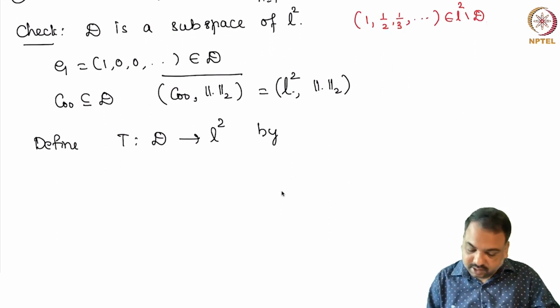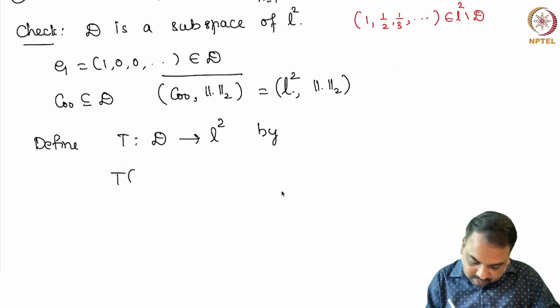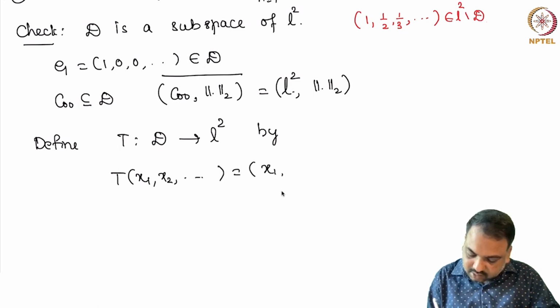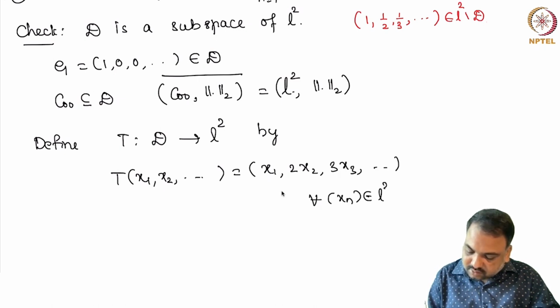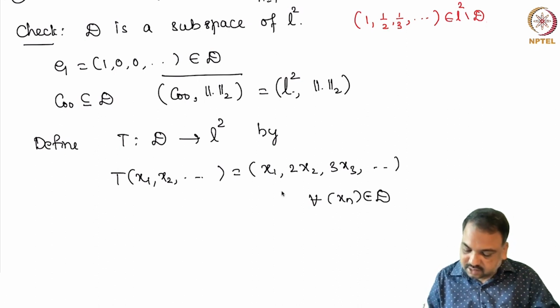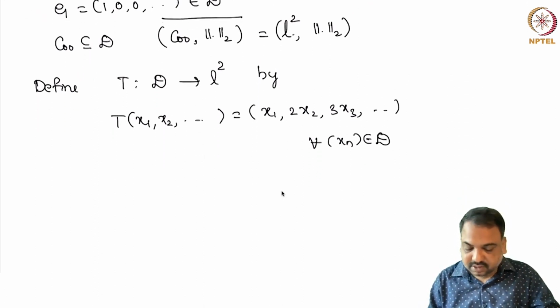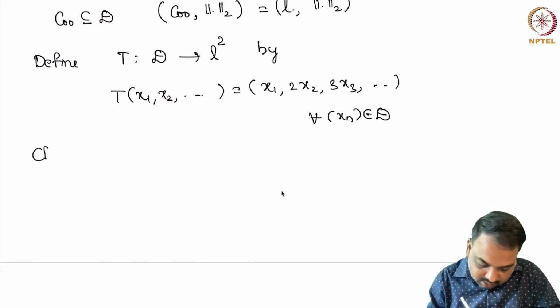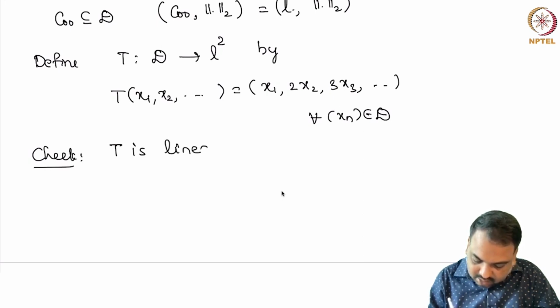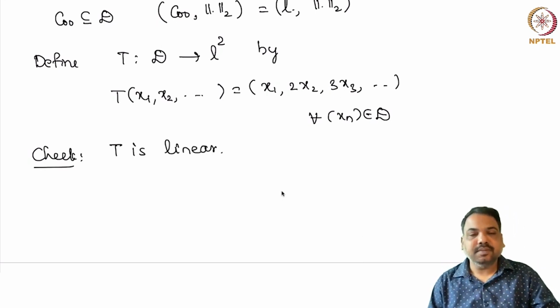So we are defining a linear operator by T of (x1, x2, and so on) equal to (x1, 2x2, 3x3, and so on), for every x in D, because whenever x is in D, then the right hand side is an element of L2. So this definition makes sense. So we can easily check that T is linear, but it is not bounded.